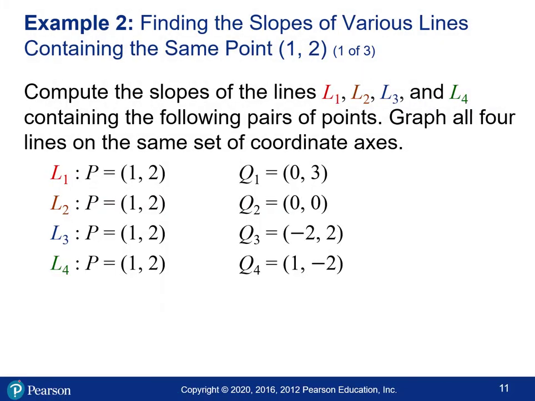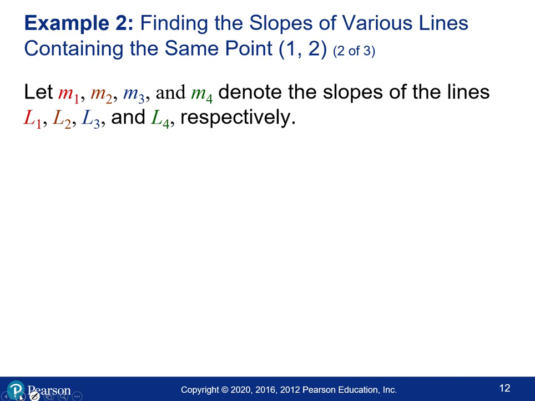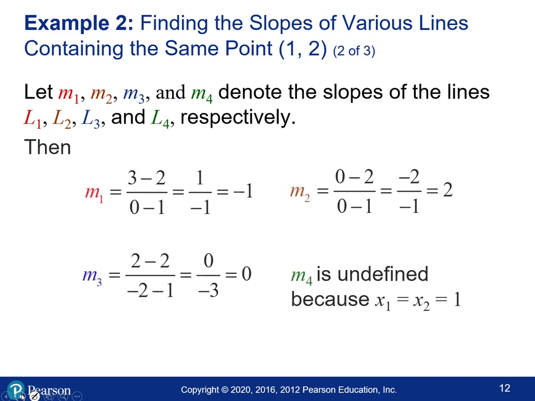Okay, here's our next example. We're going to compute the slopes of 4 different lines, and then we're going to graph them all. So 4 lines, one at a time. Notice on all the lines, the first point is the same, 1, 2, but on all the lines, the second point is different. So we're going to compute 4 different slopes here, and we're just going to label them slope 1, 2, 3, 4, so M with the subscripts.